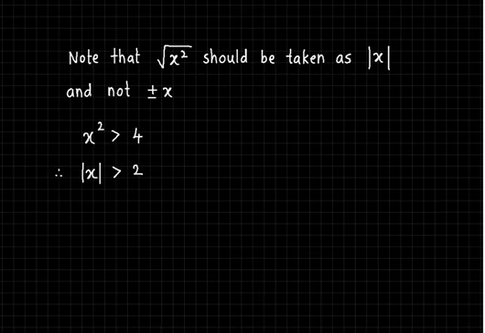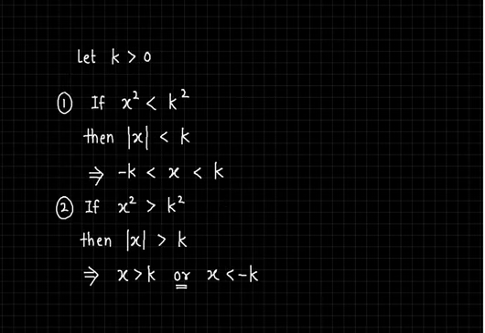And now absolute value of x is greater than 2 means x itself has to be greater than 2 or it has to be less than minus 2, okay? So to summarize this particular thing, we say that if k is some positive number, then if we have x square less than k square, then it means mod of x has to be less than k, which in turn means that x lies between minus k to k.